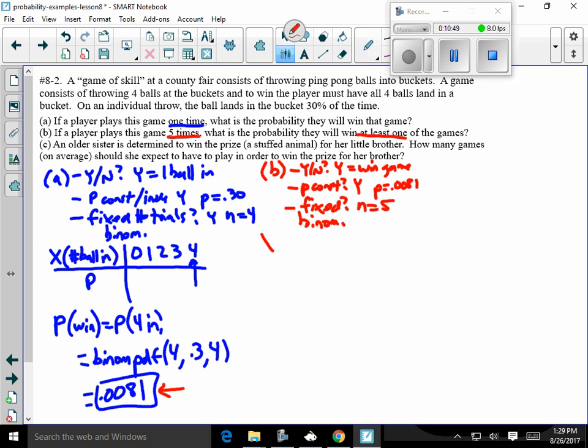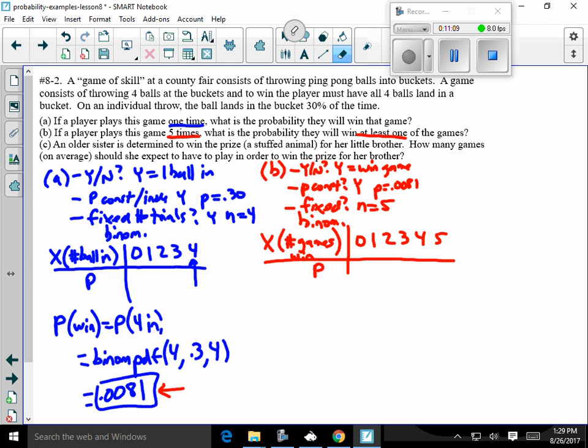So now I'm going to define my random variable not to be the number of balls that go in, but the number of games that we win. This will be the number of games that we win. Right? And the possibilities are we could win none of the games, 1 of the games, 2 of the games, 3 of the games, or 4 or all 5 of the games. And we could find probabilities for that. So we want, in this case, the probability of winning at least 1. So at least 1 is all of this over here. 1, 2, 3, 4, or 5. All of those could be there.